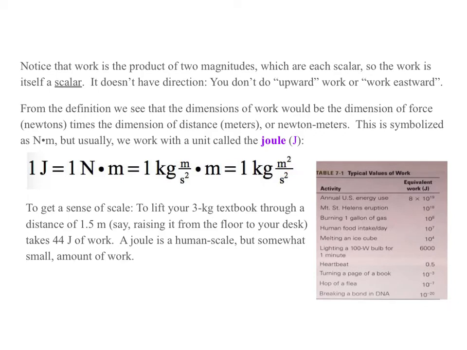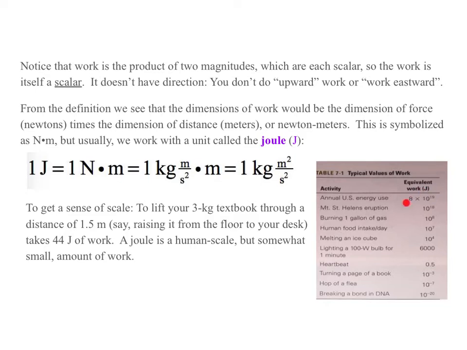To get some sense of scale, lifting your 3 kilogram textbook through a distance of 1.5 meters, say going from the floor back to your desk, takes about 44 joules of work. A joule is a human scale, but somewhat small amount of work. You do joules all the time. Over here we have taken from some textbook typical values of work, which you can peruse. You're not expected to know all of these, but you can say the typical heartbeat, for instance, is half a joule. So it's real world, but kind of small amounts of energy or of work.